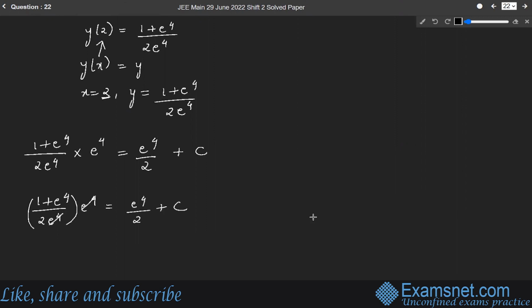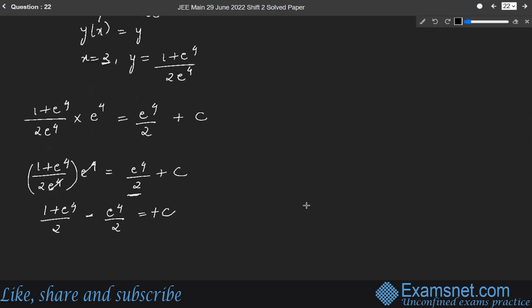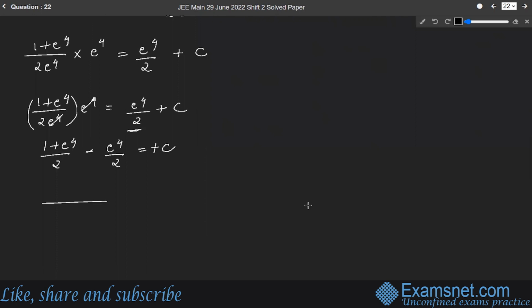This e power 4 and e power 4 will be cancelled. So we have (1 + e^4)/2 minus, when we take this term to the left hand side, it will be negative, so minus e^4/2 is equal to plus c. Since the denominator is same, we can write it once and the numerator will be 1 + e^4 − e^4 is equal to c. e^4 minus e^4 will be 0. So we have 1/2 is equal to c. It means that we have the value of c now. What is the value of c? c is equal to 1/2.